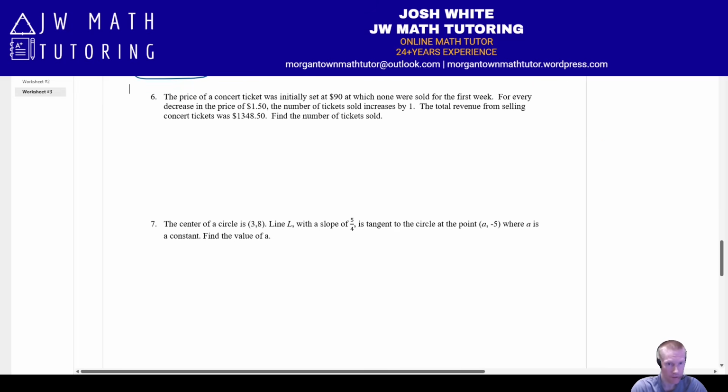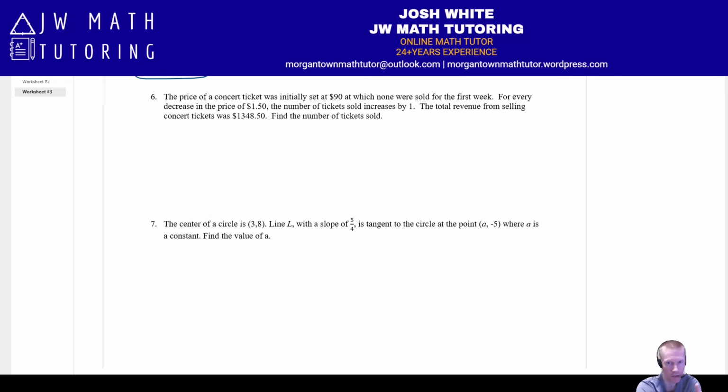All right, let's look next at question number 6. In this one, you're told that basically you have the price of some item. I chose a concert ticket. It initially was tried to be sold at some dollar amount, and none were sold at that dollar amount. Then they started decreasing the price by some amount. I chose $1.50. And as you do that, the number of things, in this case tickets, increases by 1. So for every $1.50 drop, the number of tickets increases by 1.